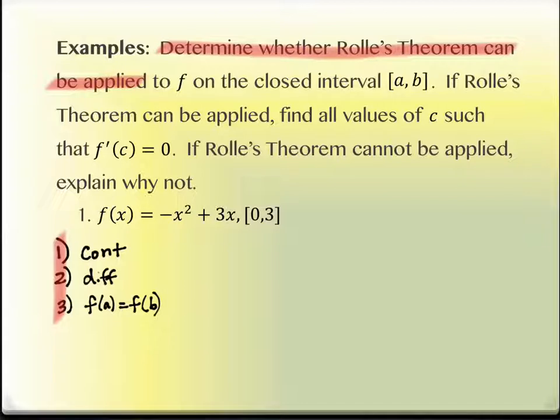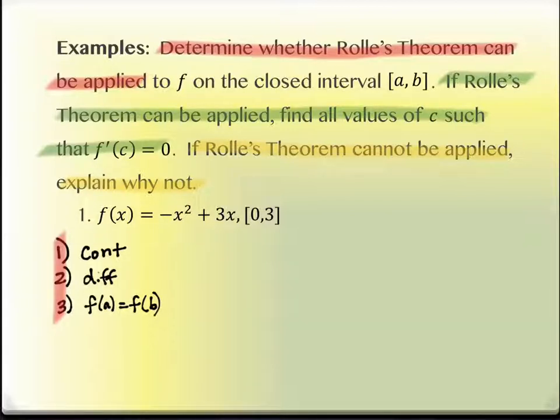Then it says, if it can be applied, find the values where the derivative equals 0. That means take the derivative, set it equal to 0, and solve. So if this red part works out, we follow through with the green part. If the red part doesn't work out, we fail. It fails to be continuous or differentiable, or the endpoints don't match. Then we do the part at the bottom where it says, explain why we can't use this. Explain exactly the place where it failed.